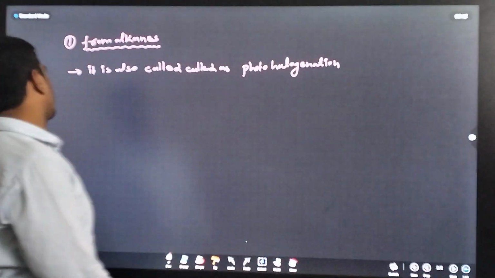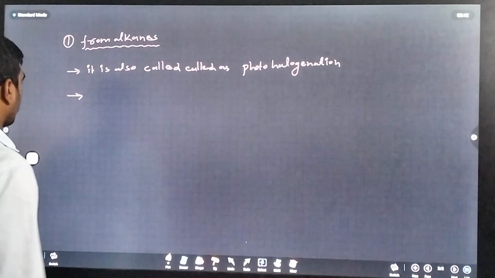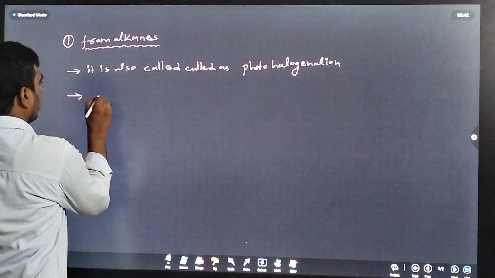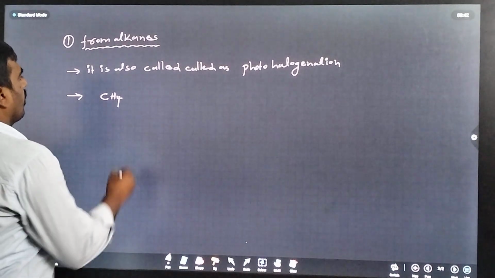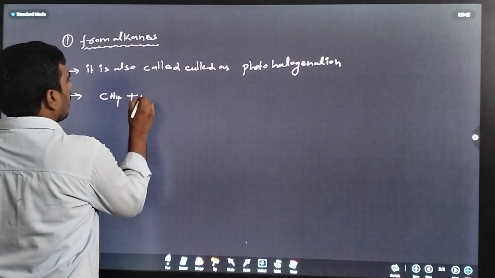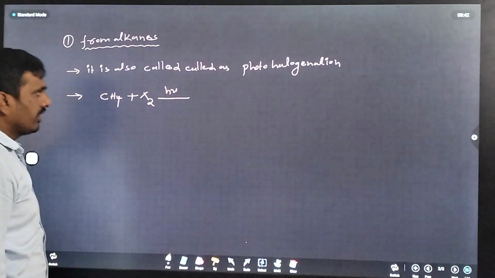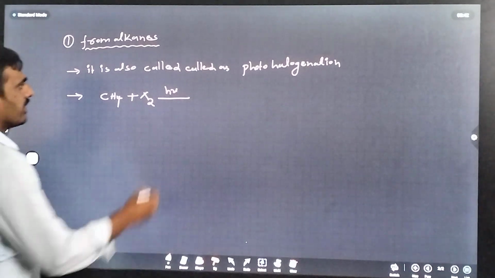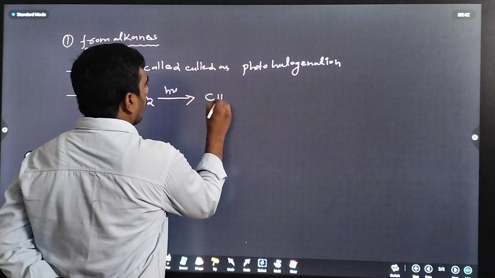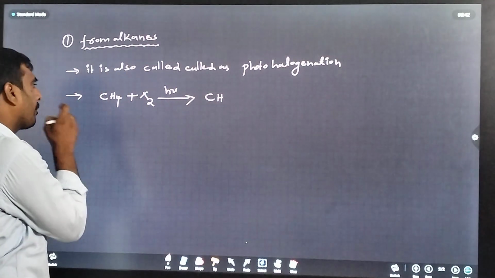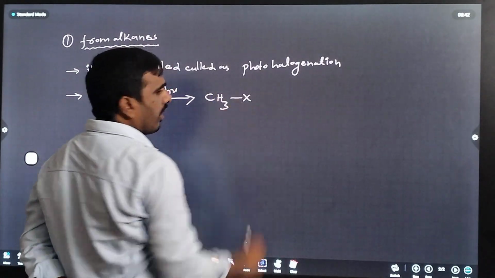In this reaction, alkanes are the substrates. For example, I can take methane, which is an alkane. Alkane undergoes halogenation in the presence of sunlight. Here one hydrogen is replaced by a halogen atom, so we get alkyl halides.